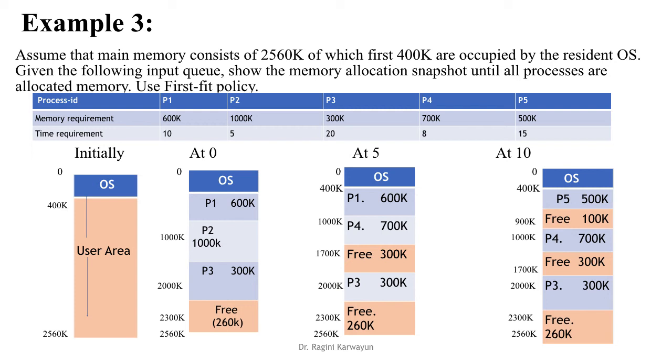Now P2. P2 has a requirement of 1000K. So memory space from 1000 to 2000 will be allocated to P2. There is a slight change here: memory space from 1000K to 2000K is allocated to the P2 process. Then comes P3, 300K. So memory space from 2000 to 2300K is allocated to P3.